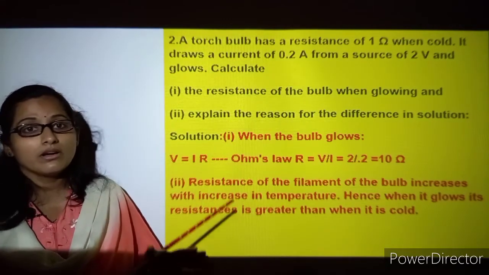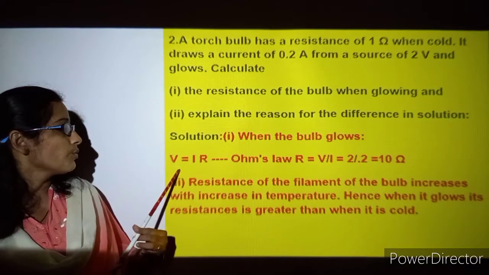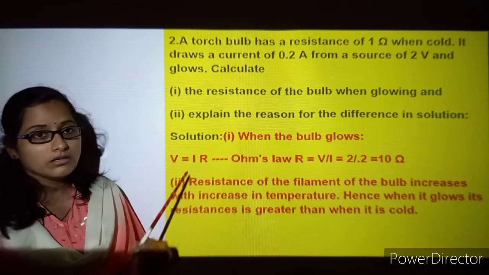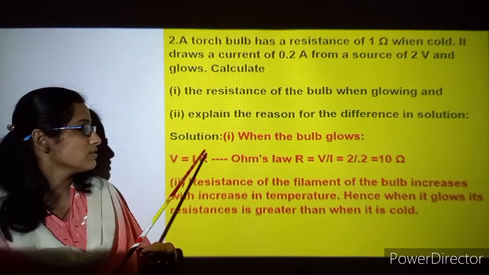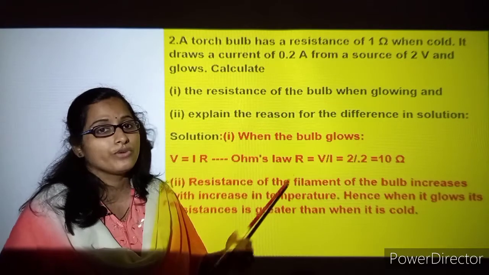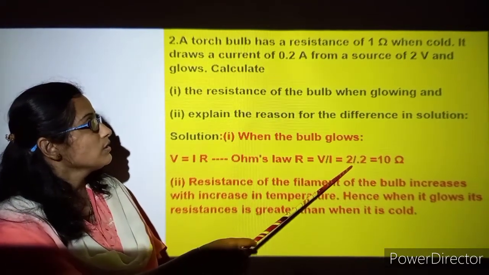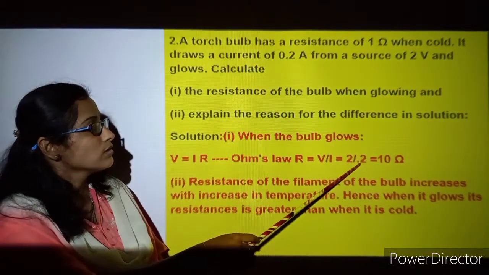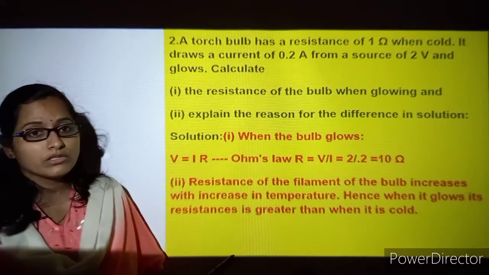What happens when the bulb glows? So let's write the formula. V is equal to IR. Voltage is equal to current into resistance. As per Ohm's law, R is equal to V by I. So you need to substitute here 2 by 0.2, that is 10 ohms.